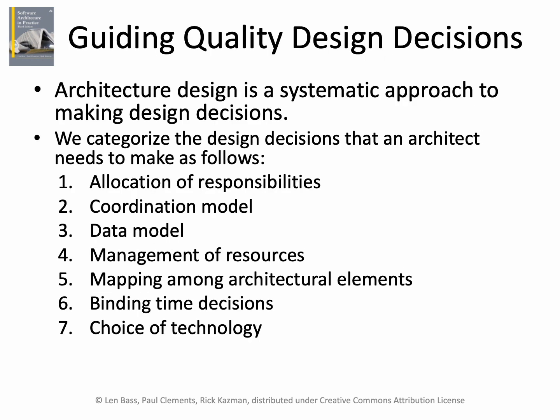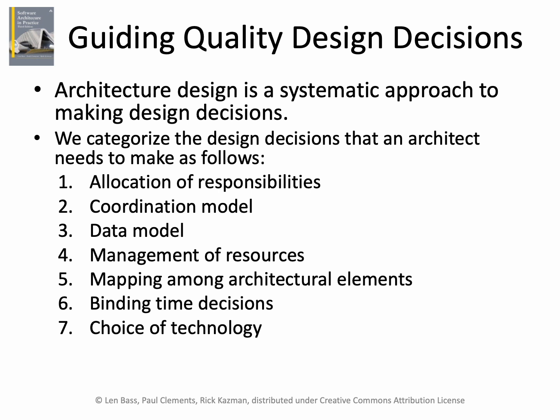There are seven of these. Architecture design is a systematic approach to making design decisions. We categorize the design decisions that an architect needs to make as follows: allocation of responsibilities, coordination model, data model, management of resources, mapping among architectural elements, binding time decisions, and choice of technology.